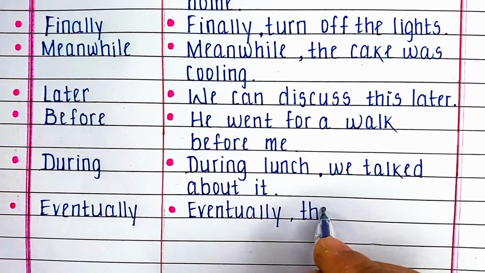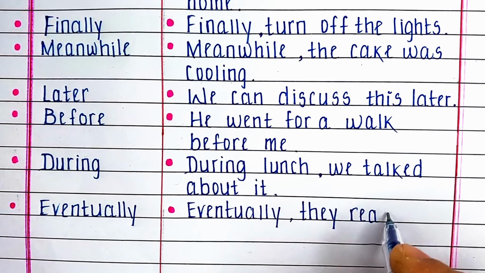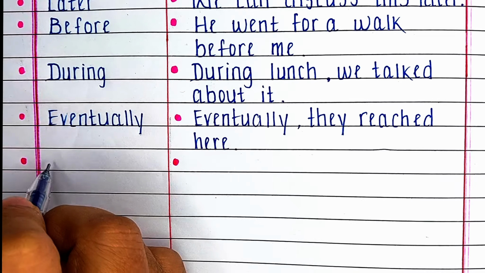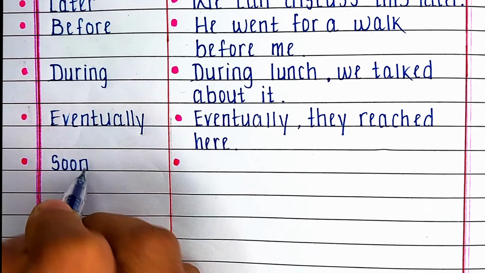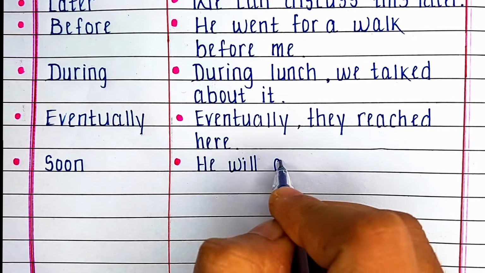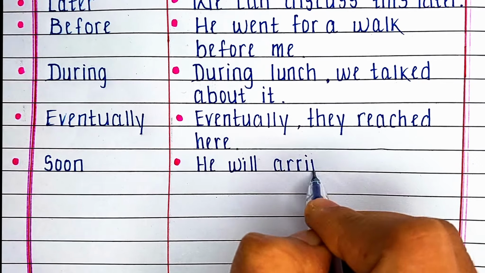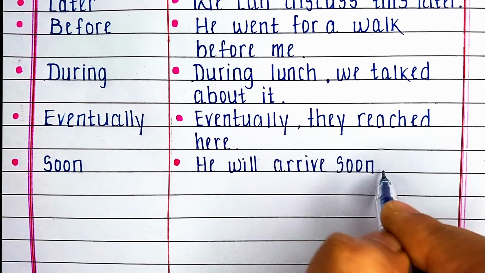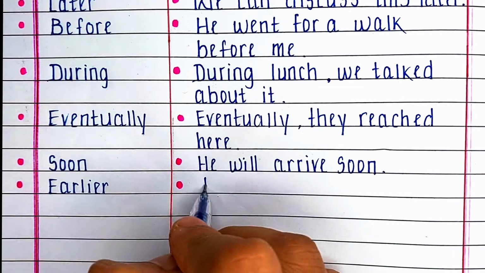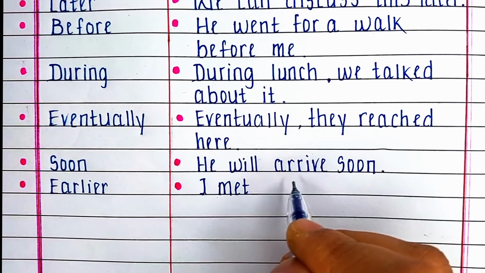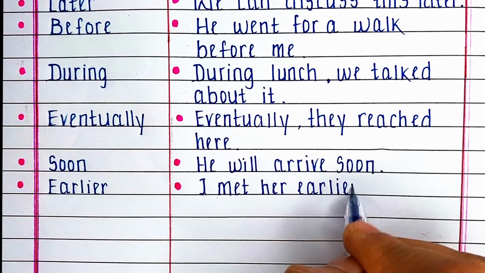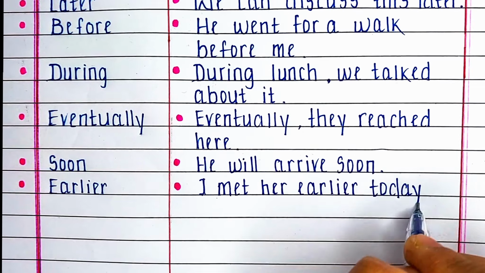Next time transition word is eventually. Example, eventually they reached here. Next word is soon. Example, he will arrive soon. Next word is earlier. Example, I met her earlier today.